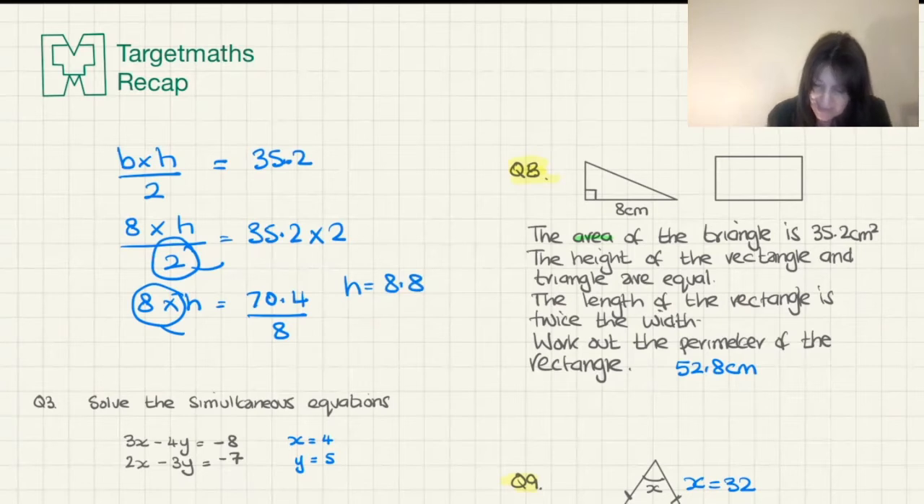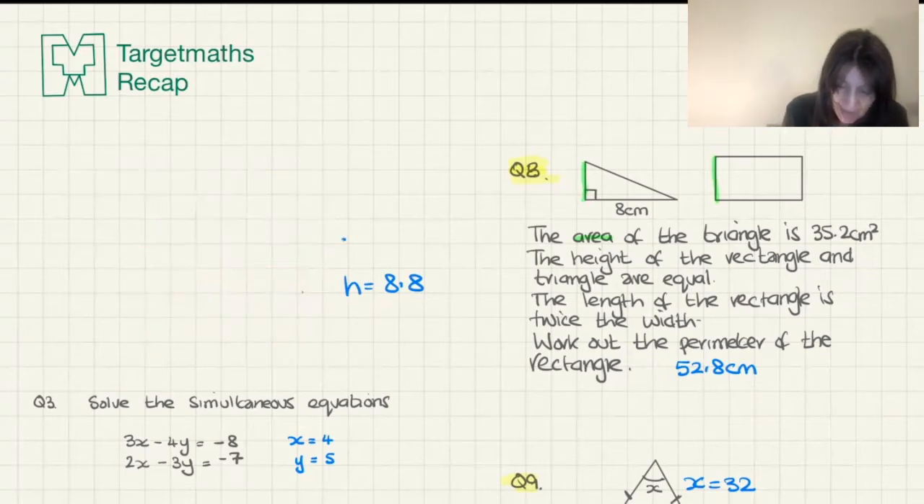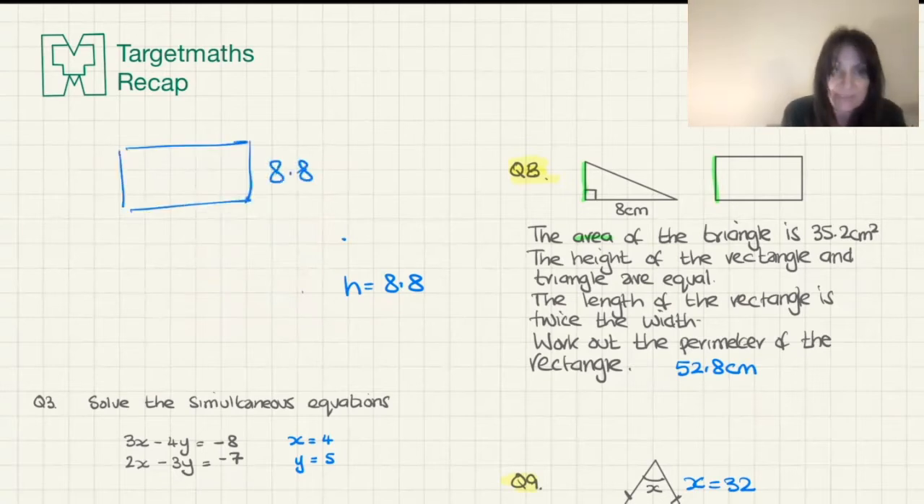When I read the next line, it says the height of the rectangle and the triangle are equal. So I now know that this edge here and this edge here, they're exactly the same. I know that the height of the triangle is 8.8, so the height of the rectangle is 8.8. So I'm going to label both those sides.